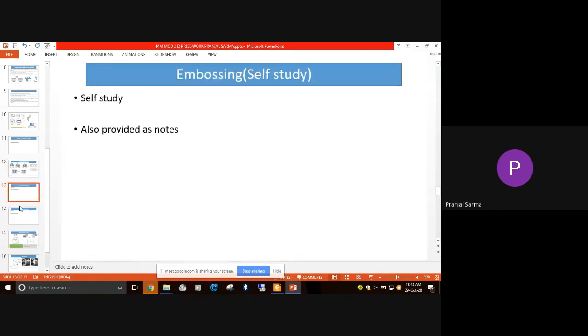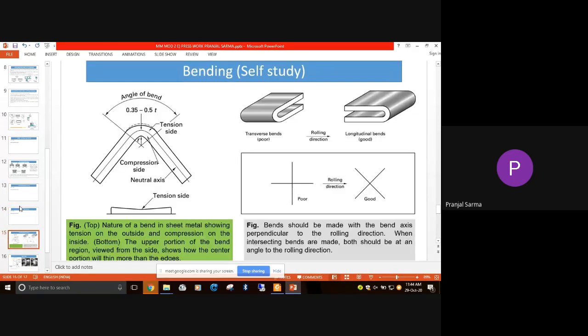Similarly, we can have different processes like embossing, coining, etc. Those things are already given in the notes also. We'll just discuss and you also go through it. And we have the bending operation of sheet metal, which is also frequently performed. But while you are doing the bending, you should be careful about the direction of the bending.